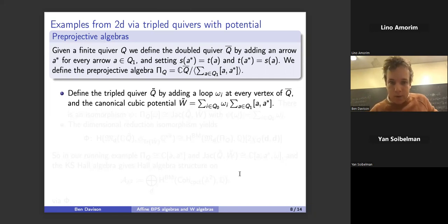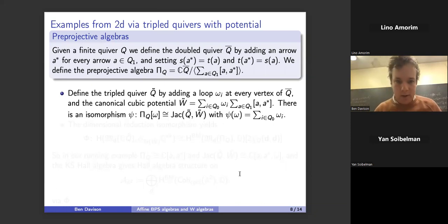So we define the tripled quiver by just adding a loop omega I at every vertex of the doubled quiver. And then this carries something called the canonical cubic potential, which is the sum over the vertices of these new loops times the sum over the arrows of the original quiver of the commutators AA star. And it's an easy exercise to check that there is an isomorphism from the polynomial algebra in one variable with coefficients in pi Q to the Jacobi algebra of Q tilde W tilde, and it sends omega, the central element, to the sum of the loops appearing in the tripling construction.